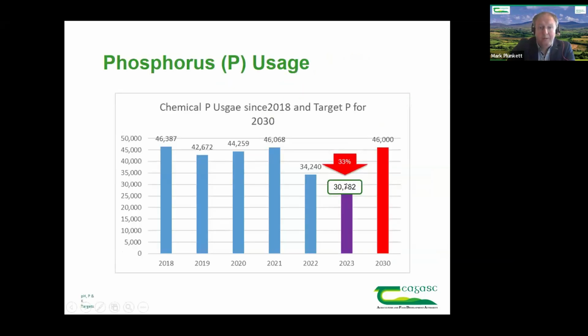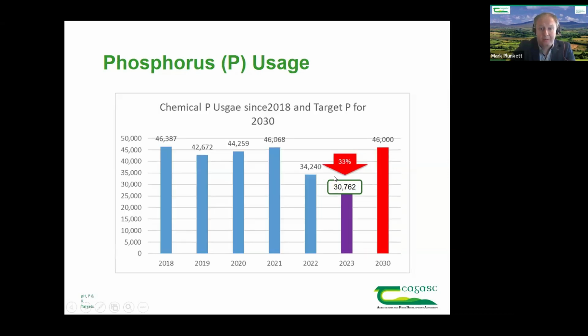Okay, in terms of fertilizer use, what's happened in terms of chemical P usage? You can see since 18, we were quite good. We're using somewhere around 46,000 tons of phosphorus. Our target in the MAC is 46,000 tons in terms of driving soil fertility.